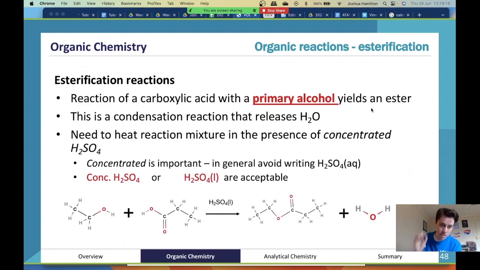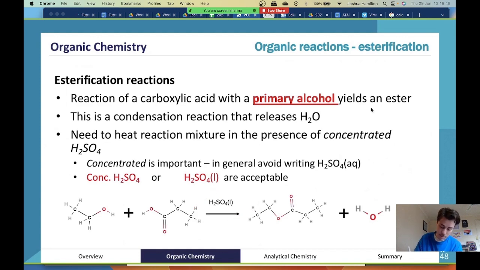Now, really important, you either write concentrated, or conc with a full stop, H2SO4, or you put H2SO4 liquid. Both of these are acceptable, but nonetheless, you just need to do one or the other. So as you can see here, you've got ethanol and you've got propanoic acid. You put them together with H2SO4 and you end up with this molecule here.